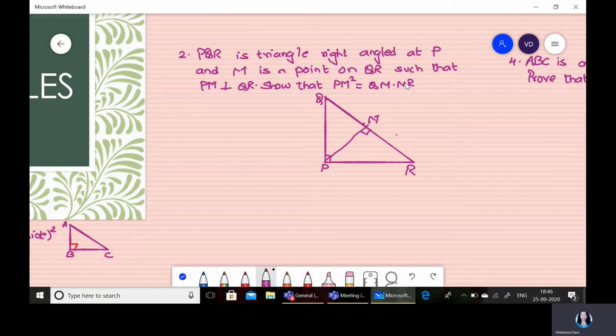PM square equals QM into MR. So here you can find PM square means PM is occurring two times. That means it is nothing but PM into PM equals QM into MR. Now, as such, we don't have to write the given because everything is stated and it is in the form of a diagram. So we can directly write the proof, students.